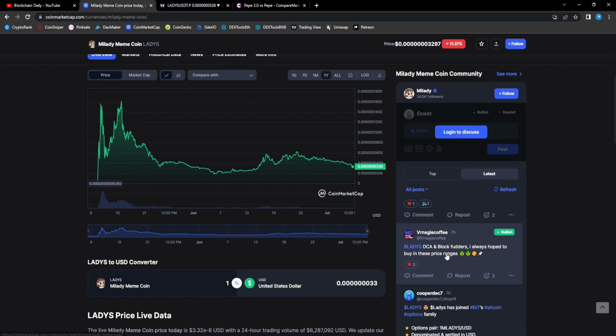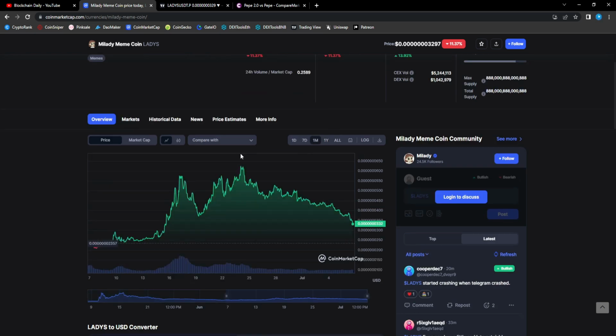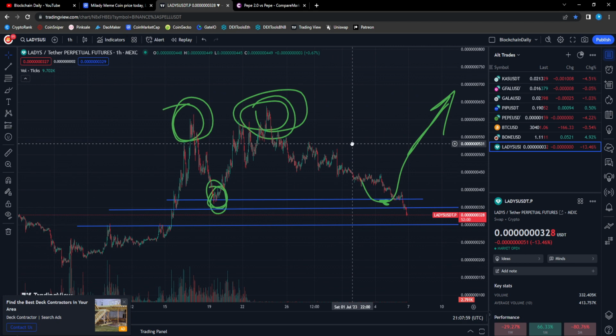From VRN, DCA, and block photos, I always hope to buy in these price ranges. I'm telling you, man, if you missed this move up back here from this range around the 2.1, 2.3 range, you missed around a 2x, right? 2 to 2.5x. It's coming back down to those levels, guys, and that's when you want to buy the dip and accumulate.